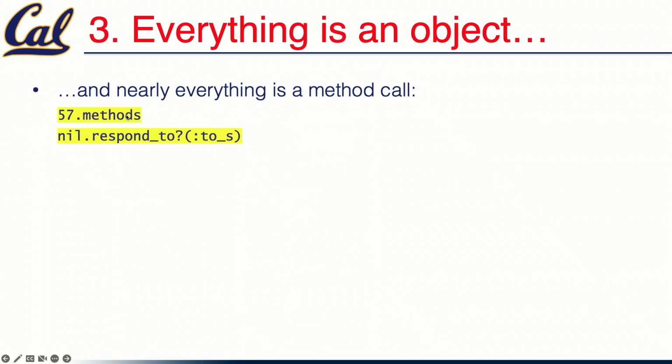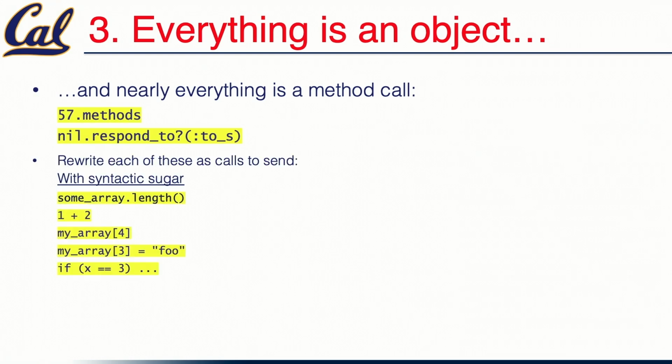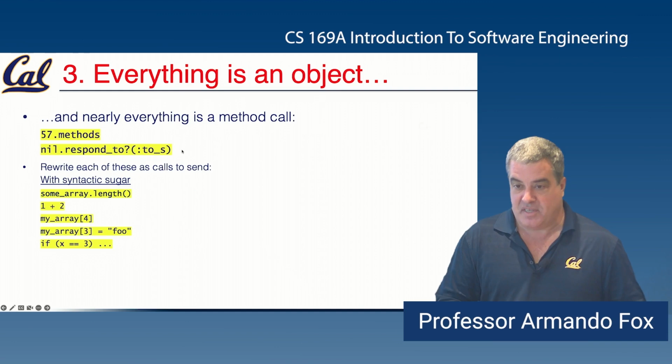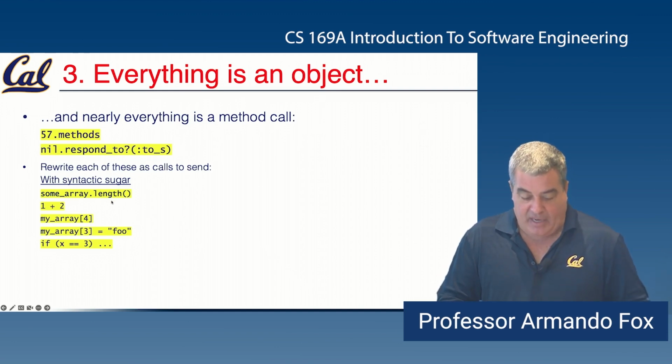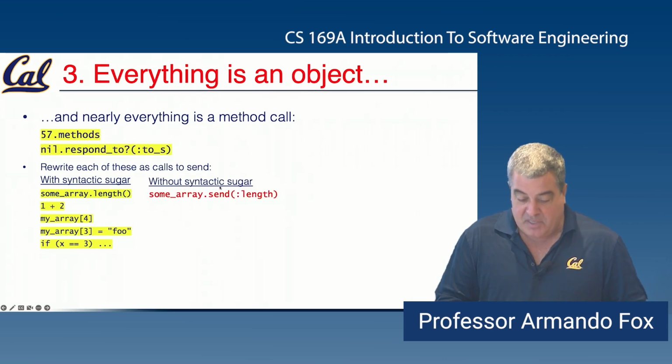This is a weird thing to get used to, but it's actually a really nice simplifying assumption once you get used to reading it. Because once you get used to the fact that everything is a method call, you realize that a lot of things in the language are really just syntactic sugar. For example, if I have some array and I'm wanting to know what its length is, what I'm really doing in that case is sending the method call length to the object called some_array.